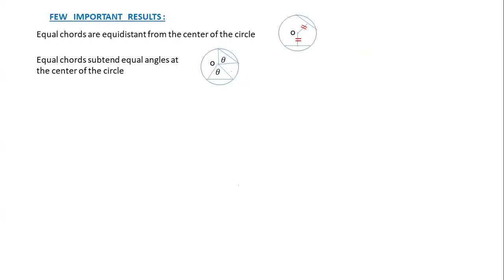So central angles made by equal chords will be equal. Angle in a semicircle is always 90 degrees.